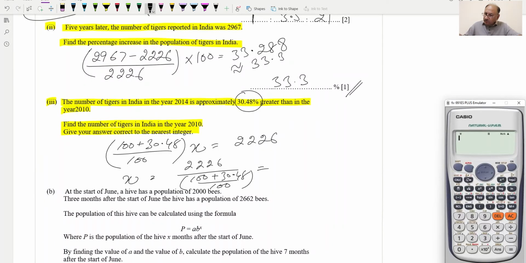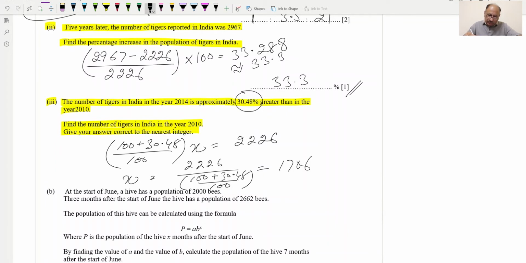This is a fraction: 2226 over, this will again be a fraction, 100 plus 30.48 divided by 100, and this one will be closed, and this will be equal to 1706.001706. This will be the number of tigers. So this is basically the tiger. So this is the answer.